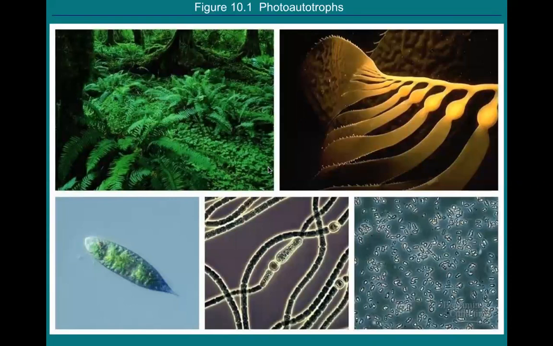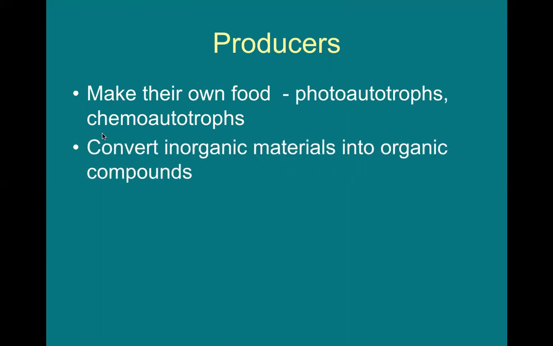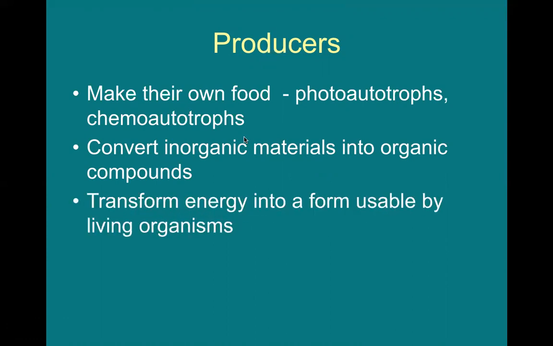So productivity is always going to start with producers who take energy from the sun or from other sources and turn it into energy that can be used by other organisms. So these are autotrophs, which make their own food. Most of them use the sun, photoautotrophs, though some down in the deep sea vents might use other sources, the chemoautotrophs. And they convert inorganic carbon into organic carbon, which most importantly can be used by other living organisms.